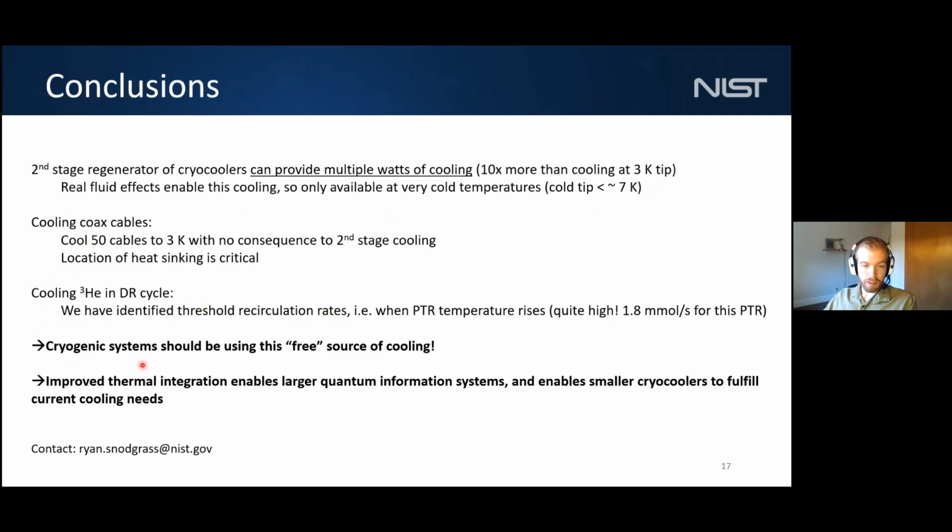So essentially, we just want to get this information out there because we believe all cryogenic systems should be using this resource of cooling. And we're doing all of this because improved thermal integration will enable larger quantum information systems, or will enable smaller cryocoolers to fulfill current cooling needs.